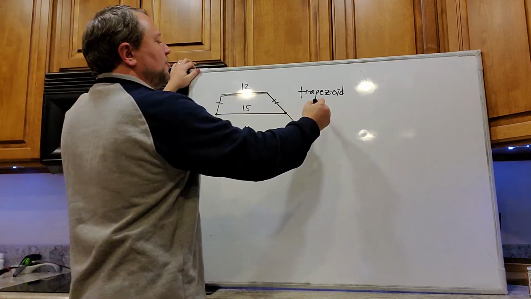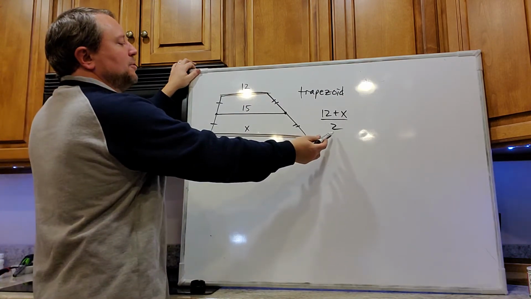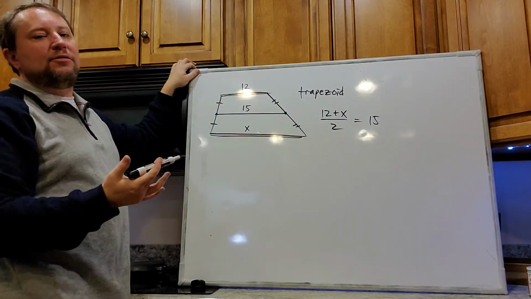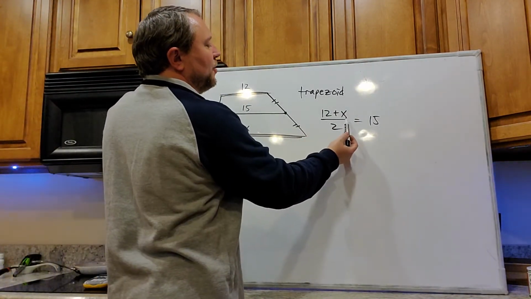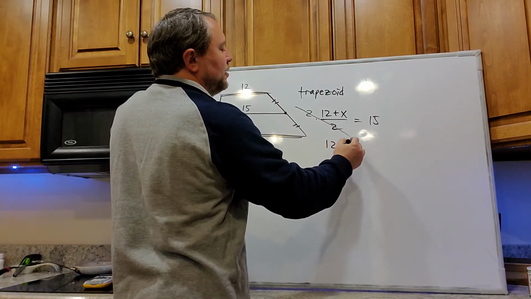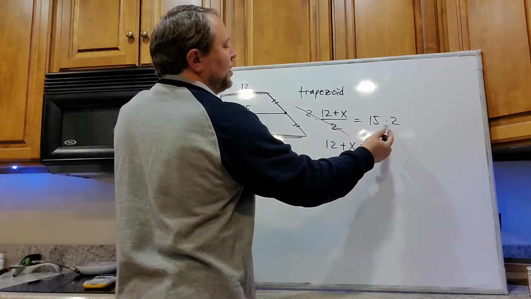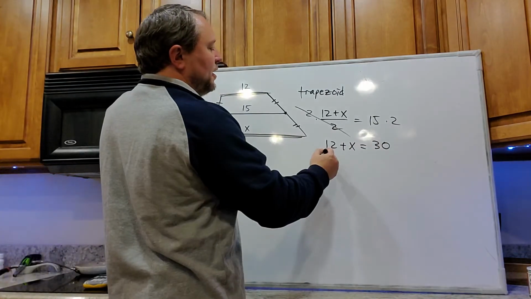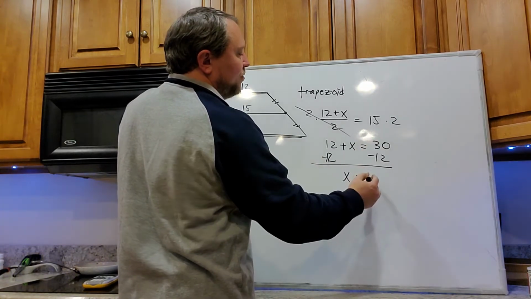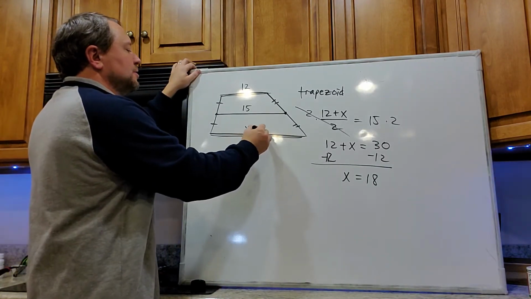You could say 12 plus the x divided by 2, you know, this base plus that base divided by 2 has to equal the median, 15. So this is an algebraic approach to this problem. And then solve for x. So you multiply by 2 to begin with just to get rid of the fraction. So we've got 12 plus x, and whatever you do to one side, you got to do the other. So I got to multiply that times 2 to get 30. And then subtract the 12 from both sides. Okay, do you see that that would give you a length of 18 for this bottom line? So this is 18.